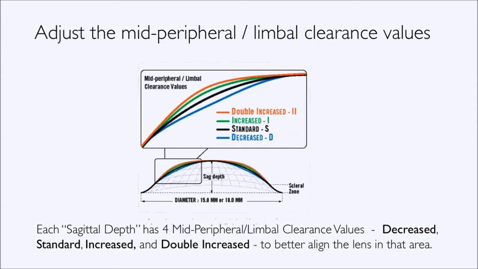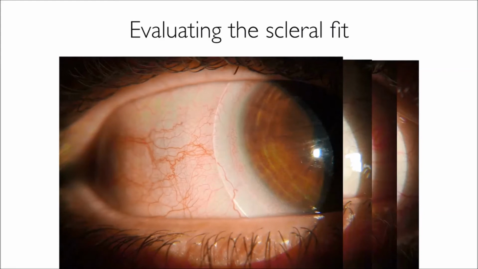How do we evaluate the scleral fit? Well, what we do is we look at the conjunctiva underneath the peripheral curves, and we look for continuity of the very small conjunctival vessels. In this slide here, you can see that there is a very slight congestion at the limbus and perhaps very, very slight blanching of the vessels right at the lid margin.